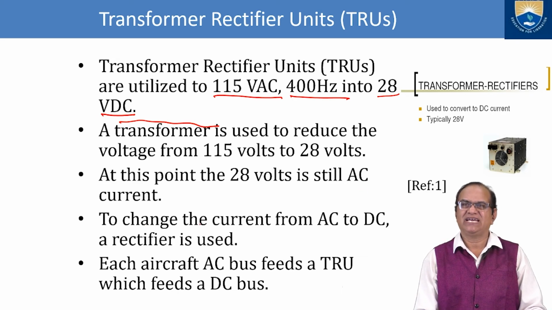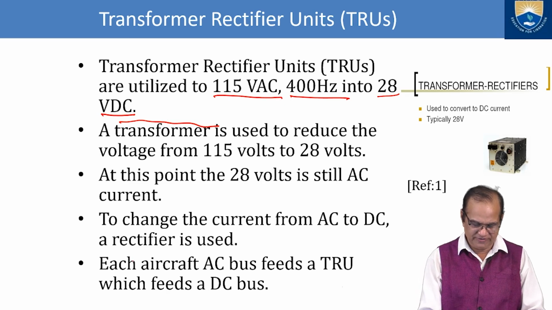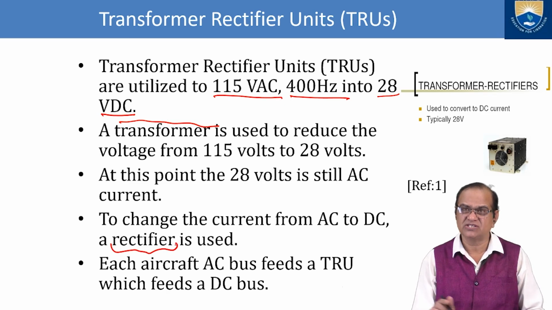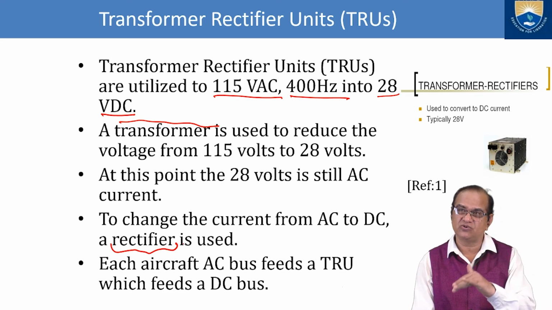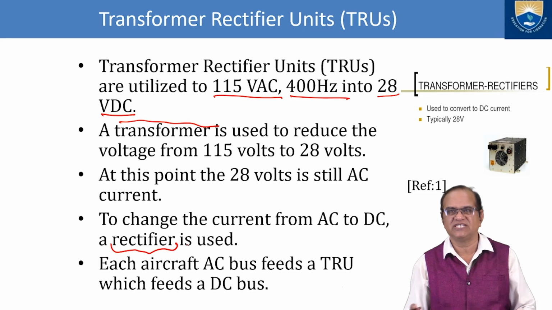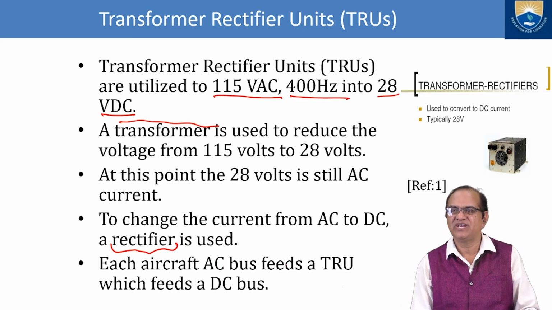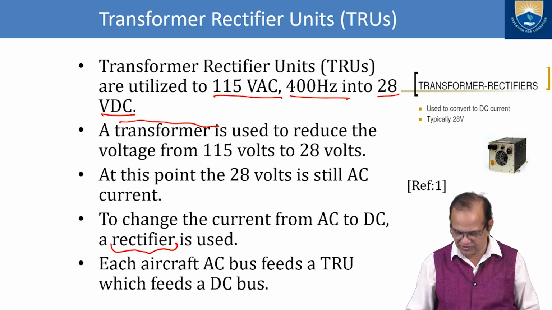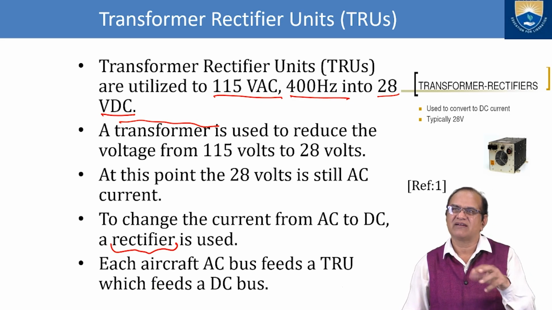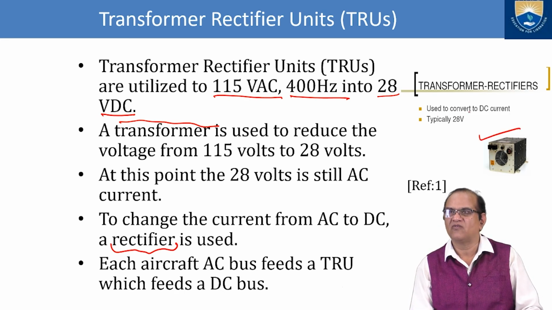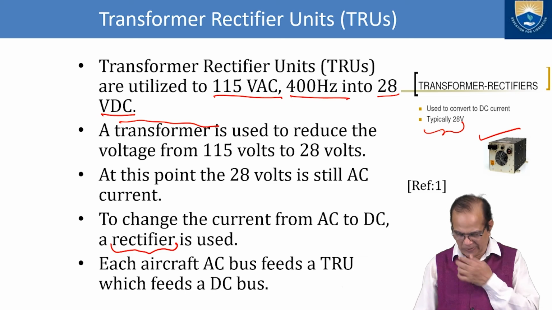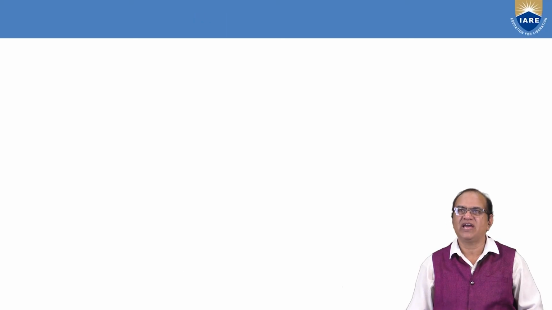To change the current from AC to DC, we need a rectifier. So we should have a rectifier here. So this is called the transformer and the rectifier. This rectifier is converting from AC to DC, so 28 volt AC to 28 volt DC. Each aircraft AC bus feeds a TRU which feeds a DC bus. So from the AC bus, it will convert to the DC bus. The transformer rectifier unit, shown here, is used to convert to DC current, typically 28 volt DC. So that is called the transformer rectifier unit.